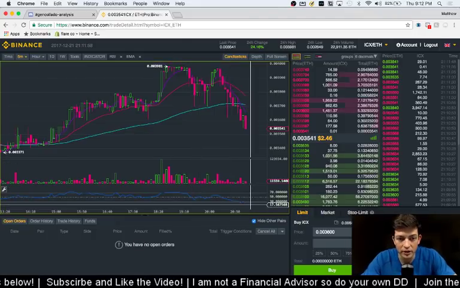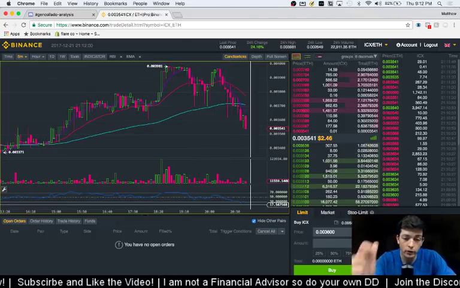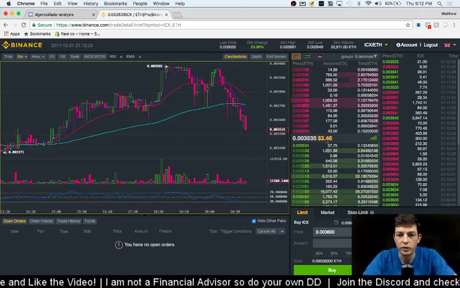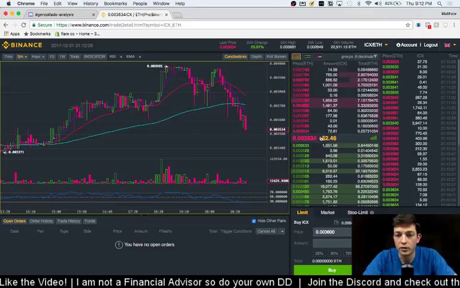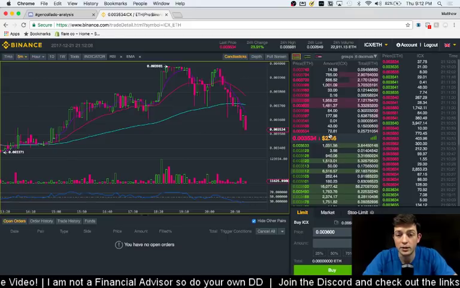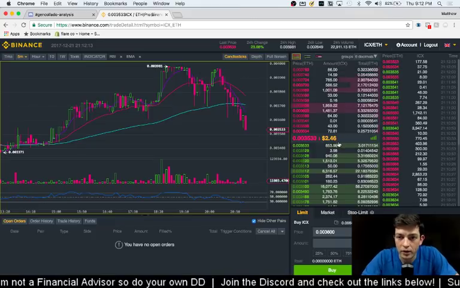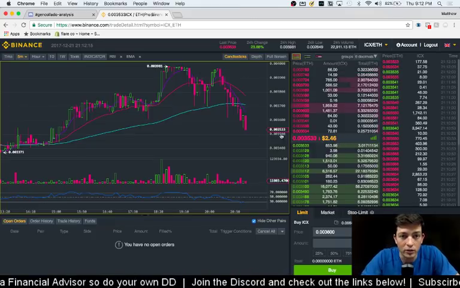RSI is starting to get oversold. I want it to get a little more oversold before I buy, so I feel a little more confident. But 246 is a good price here. This coin was at two, I think it broke three, it was like 306 a couple hours ago. So big gains there if you could have bought and sold at this peak.